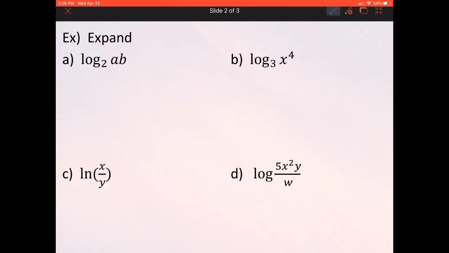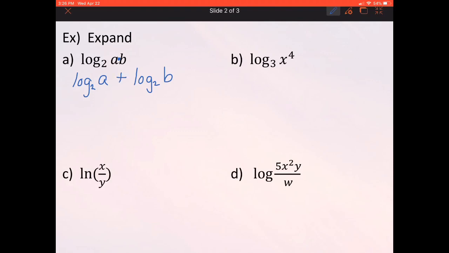All right, so let's try to expand a few. I have log base 2 of AB. That means A is being multiplied by B. So let's use our product property. That means we're going to write each one with their own log: log base 2 of A and log base 2 of B. And because they were being multiplied, we add them together.